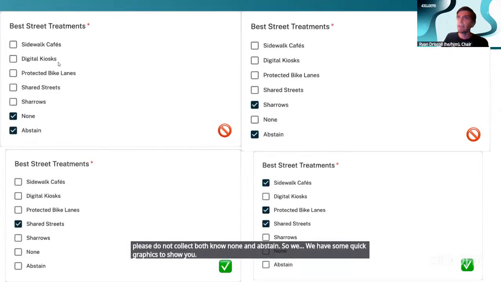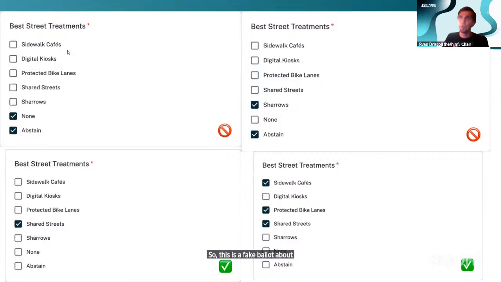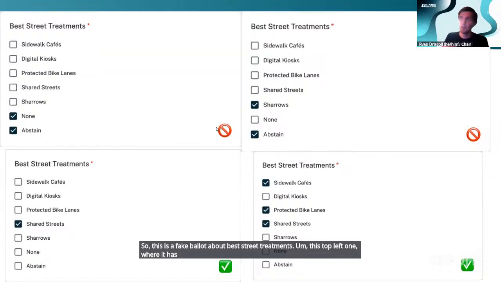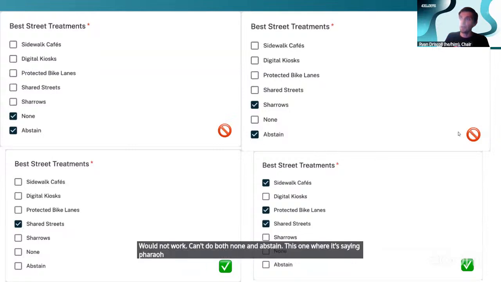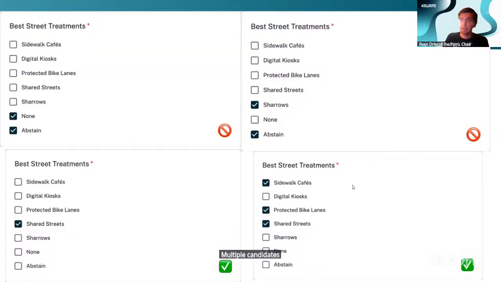So this is a fake ballot about best street treatments. This top left one, where it has none and abstain, would not work. Can't do both none and abstain. This one where it's saying Sharrows and abstain also doesn't work. You can't do both a candidate and an abstention. You can just select the one candidate, like in the bottom left, or you can select multiple candidates, like in the bottom right.